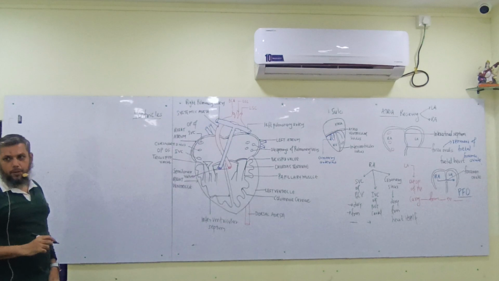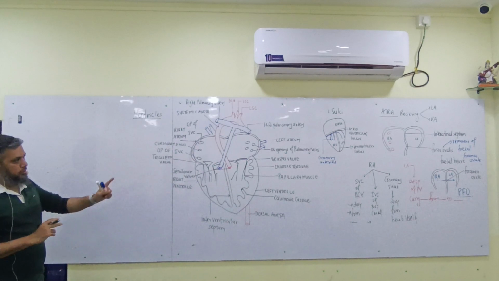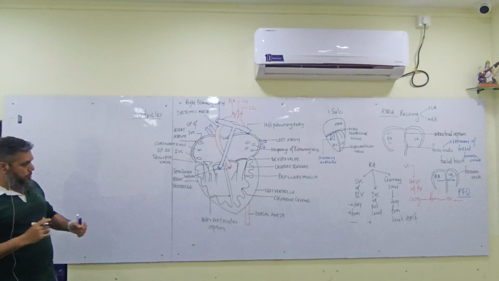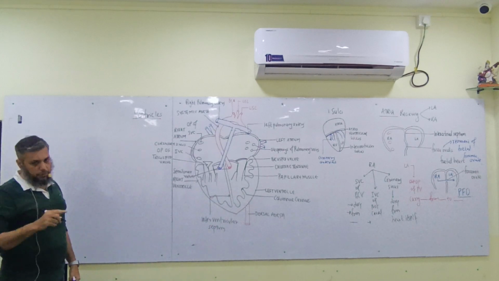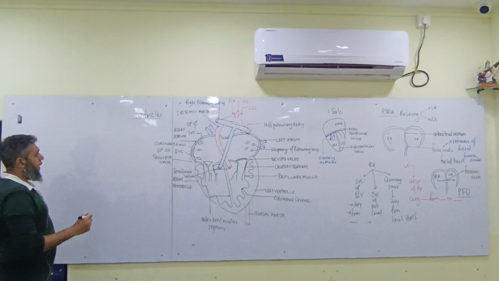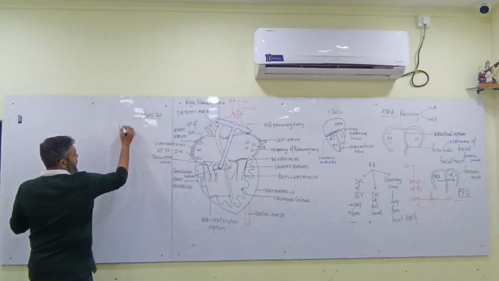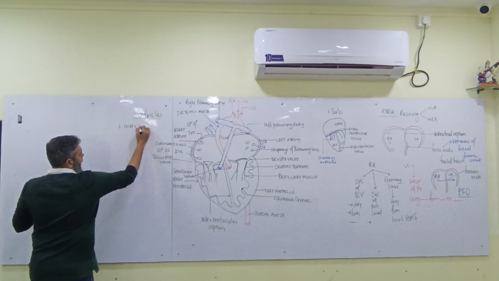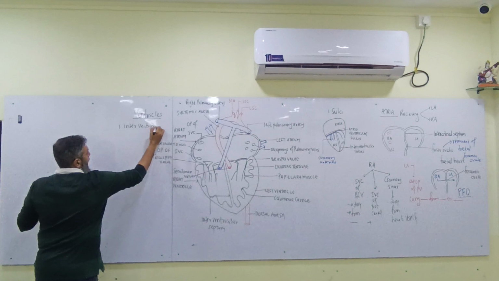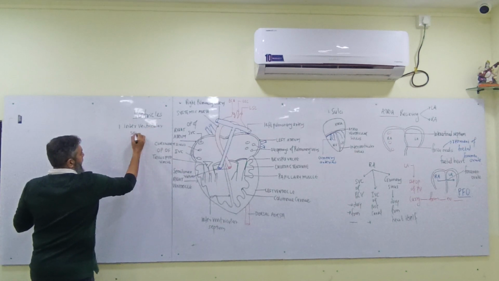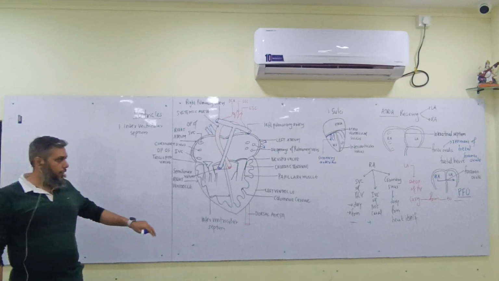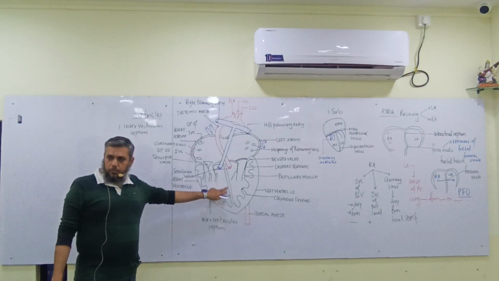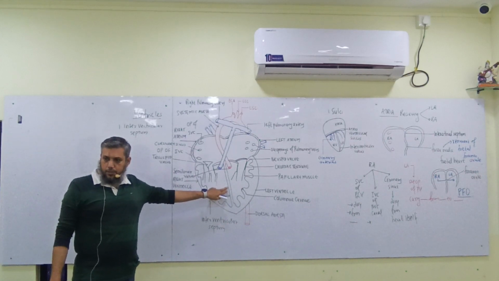Okay. Now, how many ventricles do we have? Two. Left ventricle and the right ventricle. The two ventricles are separated from each other by the ventricular septum. So what separates the two? Interventricular septum. That is the interventricular septum.